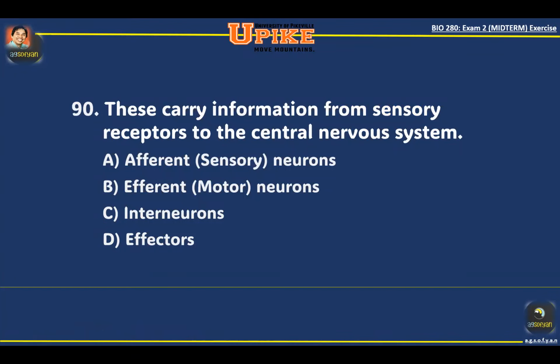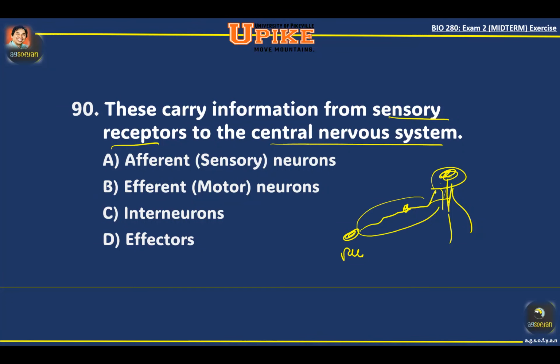These carry information from sensory receptors to the central nervous system. You have a receptor, and it will be carried by this neuron into your head, into your brain over here. So this neuron that carries that information is called a sensory neuron or afferent. Afferent neurons. So the answer will be A.